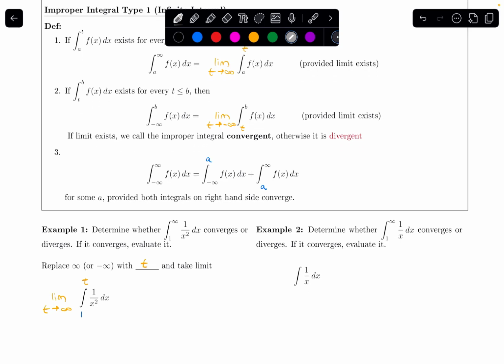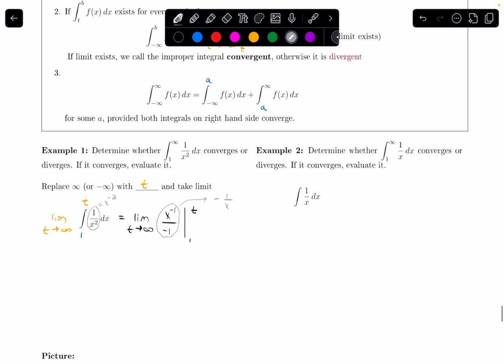So to do this antiderivative, 1 over x squared, well, first, that's just the same as x to the negative 2. Then I can do my reverse power rule. So I've got the limit as t goes to infinity, and doing my antiderivative, I'll get x to the negative 1 over negative 1, and then plug in 1 and plug in t. I can simplify this function before I plug in, right? Because this is the same thing as negative 1 over x.